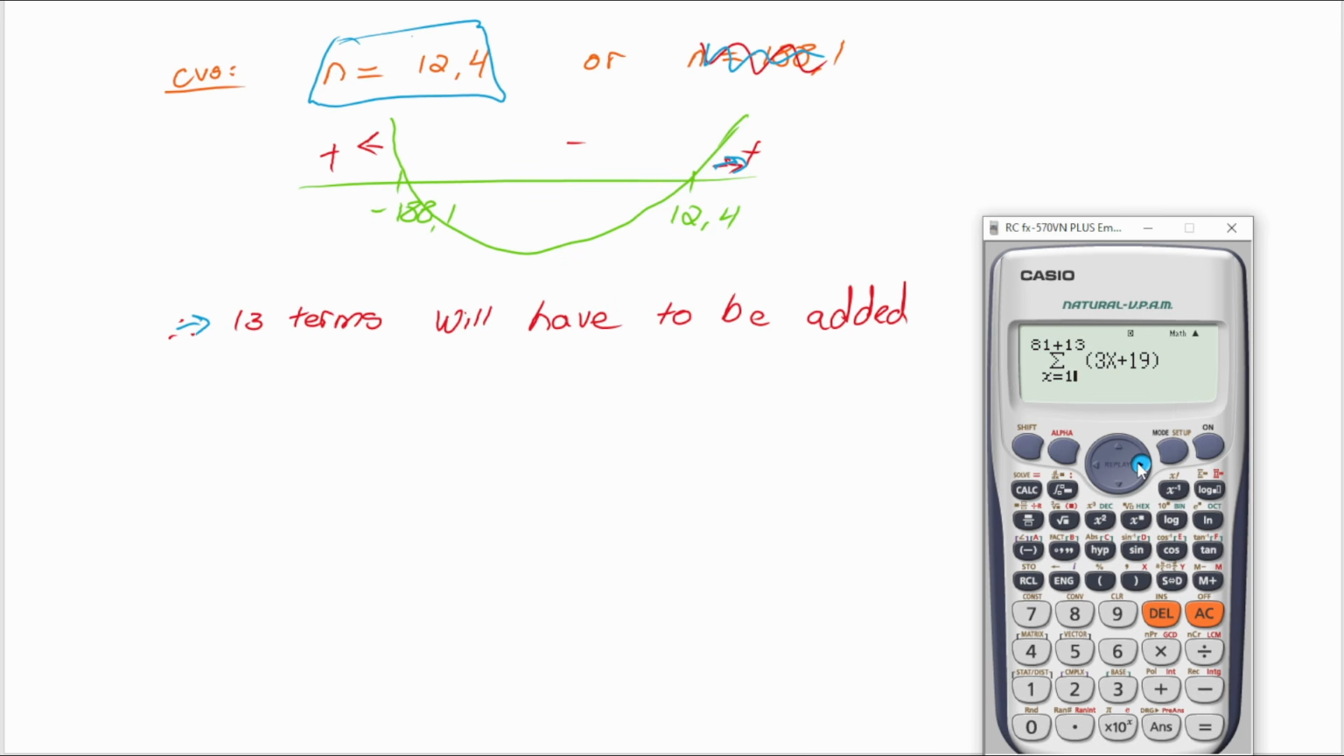And you see that it is, all right. But let's see what happens if I only added 12 terms. So if I rounded this 12 down, I would have got 14,880, which is not more than 15,000.